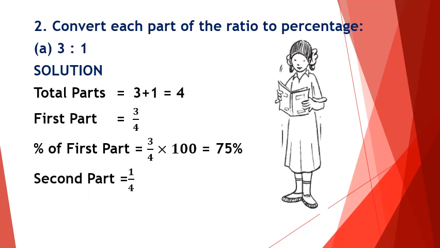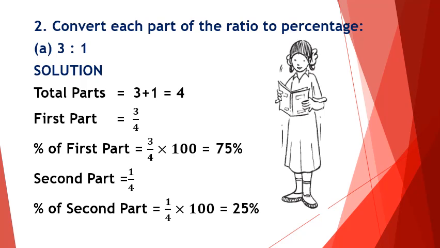Second part equal to, look at the ratio, what is the second part? 1. So we are writing part. So out of how much? Out of 4 part. So second part means 1 upon 4. Percentage of second part means 1 upon 4 into 100. Cancel 4 and 100, we get 25%.